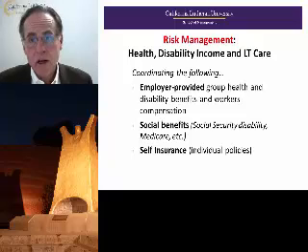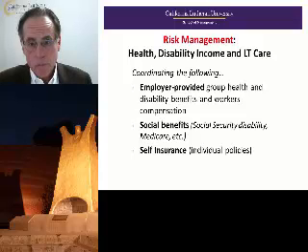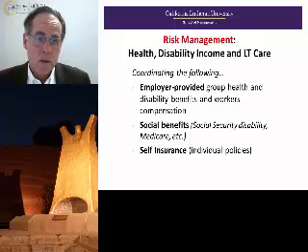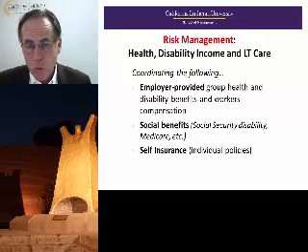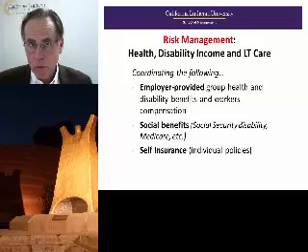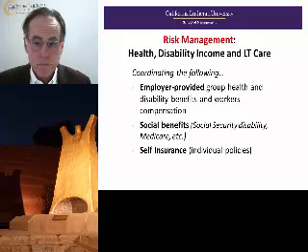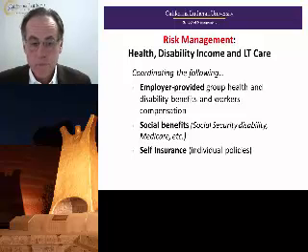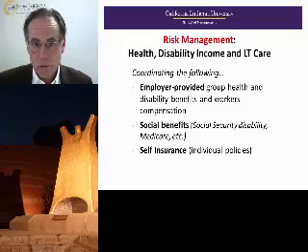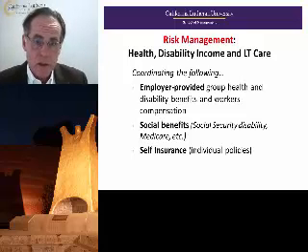Health, disability income, and long-term care are also important pieces of this puzzle, for no other reason than that the amount of this money can be catastrophic. And when you take a look at this situation, realize again that you're going to be coordinating the different components that come into play. And that can be employer-provided group health and disability benefits, workers' compensation, social benefits, Social Security disability insurance, Medicare, Medicaid, and of course self-insurance, those individual policies purchased by the client. So let's take a look at each one of these different areas.